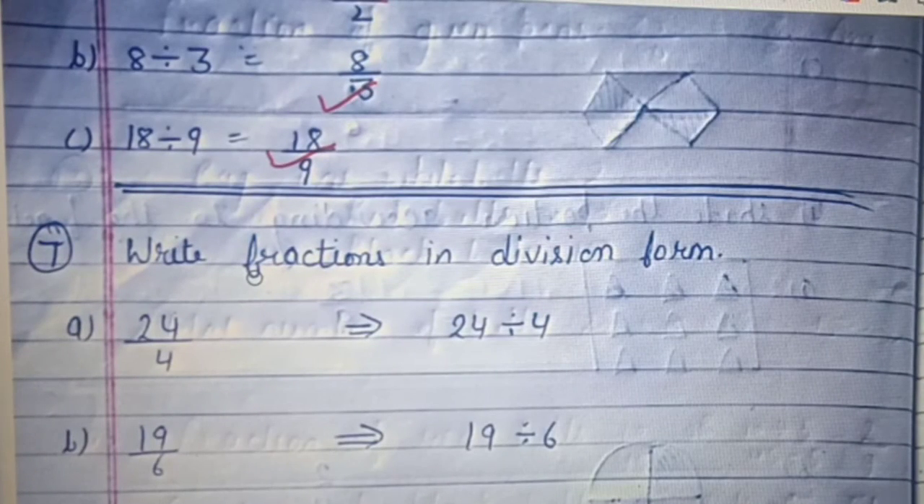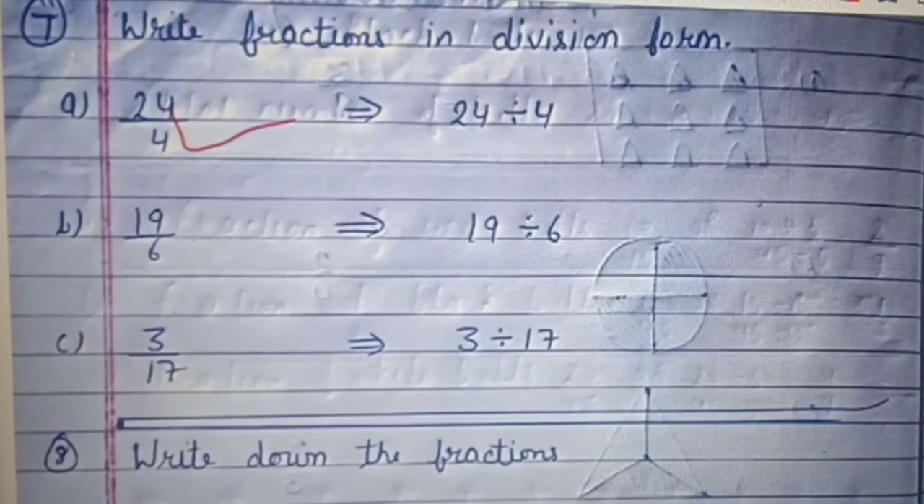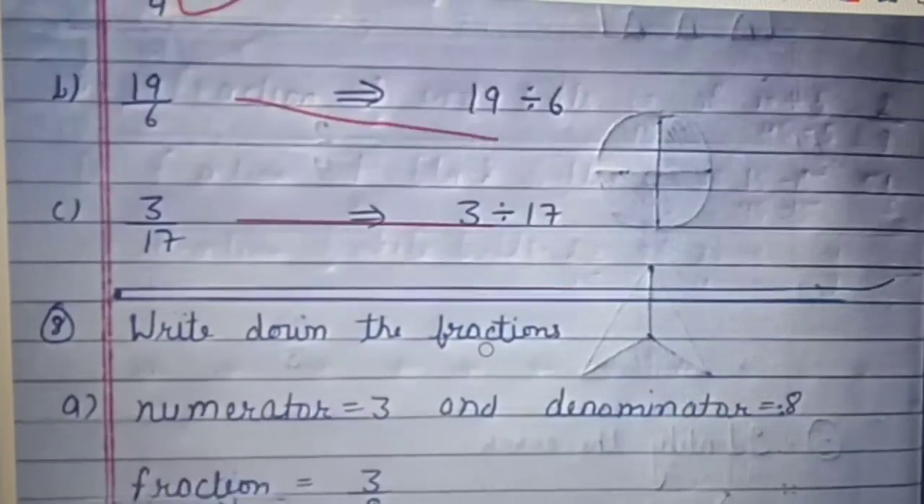Here the question is in a reverse manner. Fraction form is given and you have to write it into division form. So it becomes 24 upon 4, means 24 divided by 4. And 19 upon 6 becomes 19 divided by 6. And 3 upon 17 becomes 3 divided by 17.